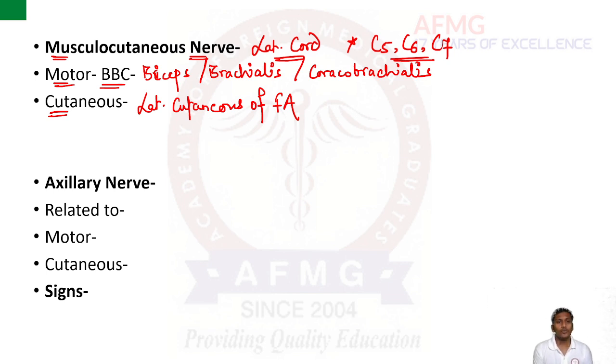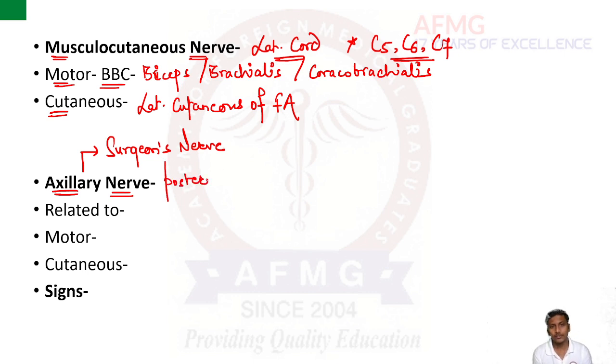Now, moving further, talking about the axillary nerve, which is a very important nerve. Please remember, the axillary nerve, as we saw, is also known as the surgeon's nerve. Let's see why. First of all, the axillary nerve arises from the posterior cord of the brachial plexus. And what is the root value of the axillary nerve? The root value of the axillary nerve is C5, C6, and it arises from the posterior cord of the brachial plexus.